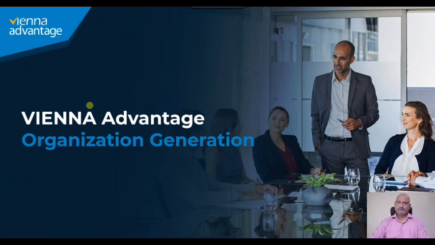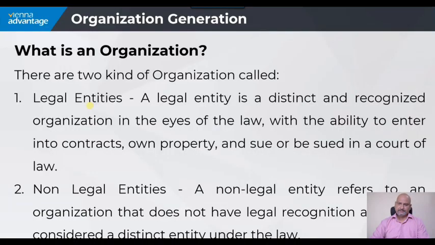So before we move on to the system, let's go through a little definition of the organization. In today's session, we are going to see what organizations basically are. There are two kinds of organization that you can create in Vienna Advantage. One is the legal entities, while the other is the non-legal entities.